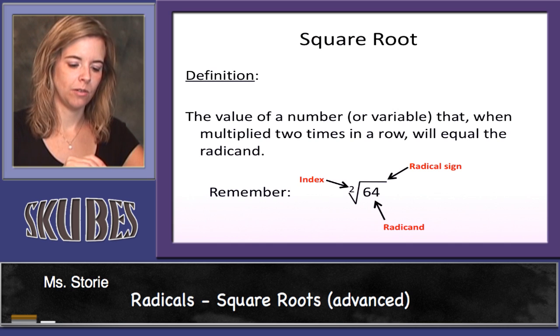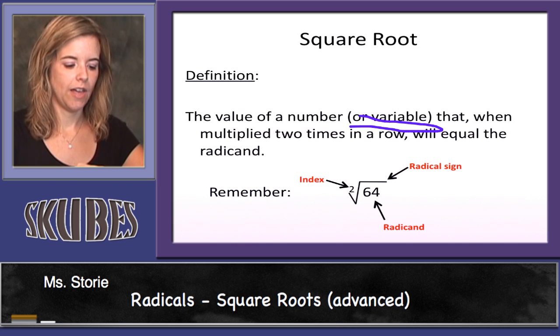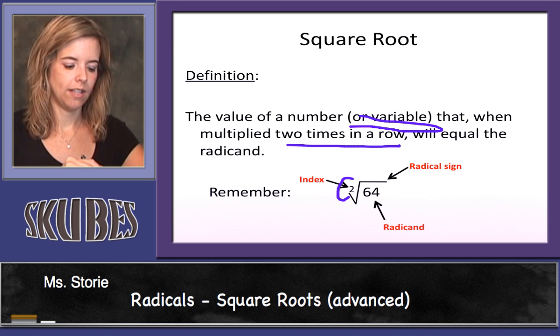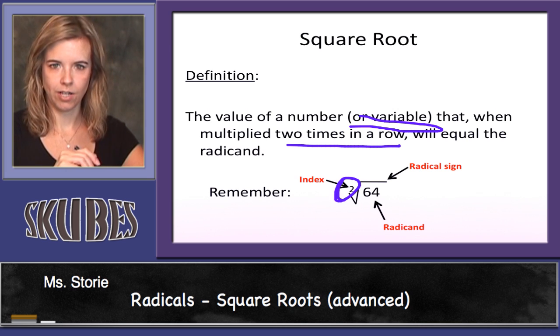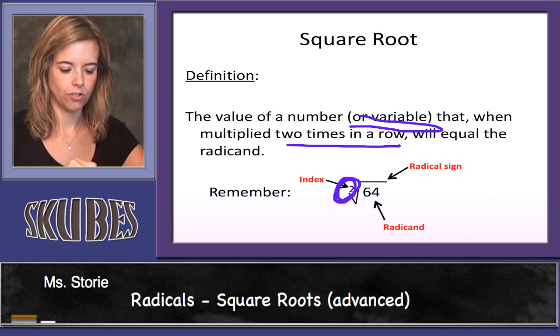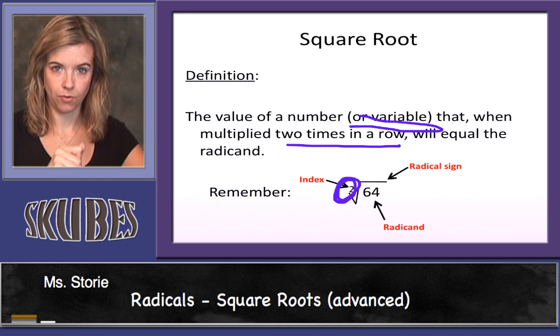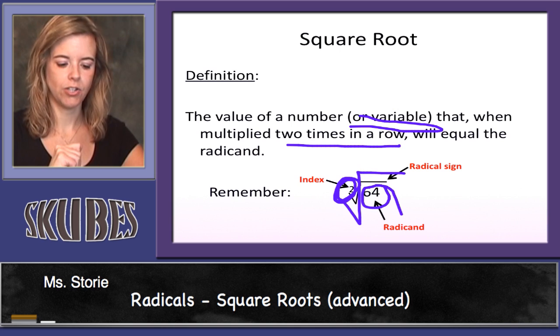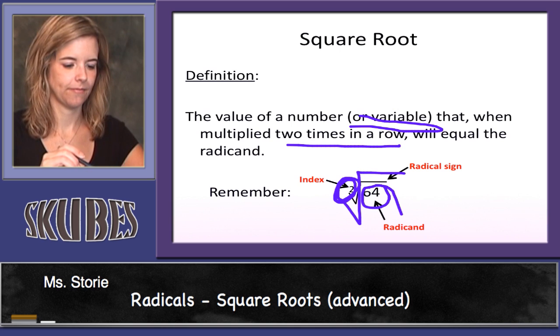The value of a number, or it could be a variable, that when you multiply it 2 times in a row will equal the radicand. The index is right here, and that tells us the 2 times in a row bit because they're asking us for a square root. So what number 2 times in a row multiplied? The radicand goes underneath this funky check mark, and that's the radical sign.